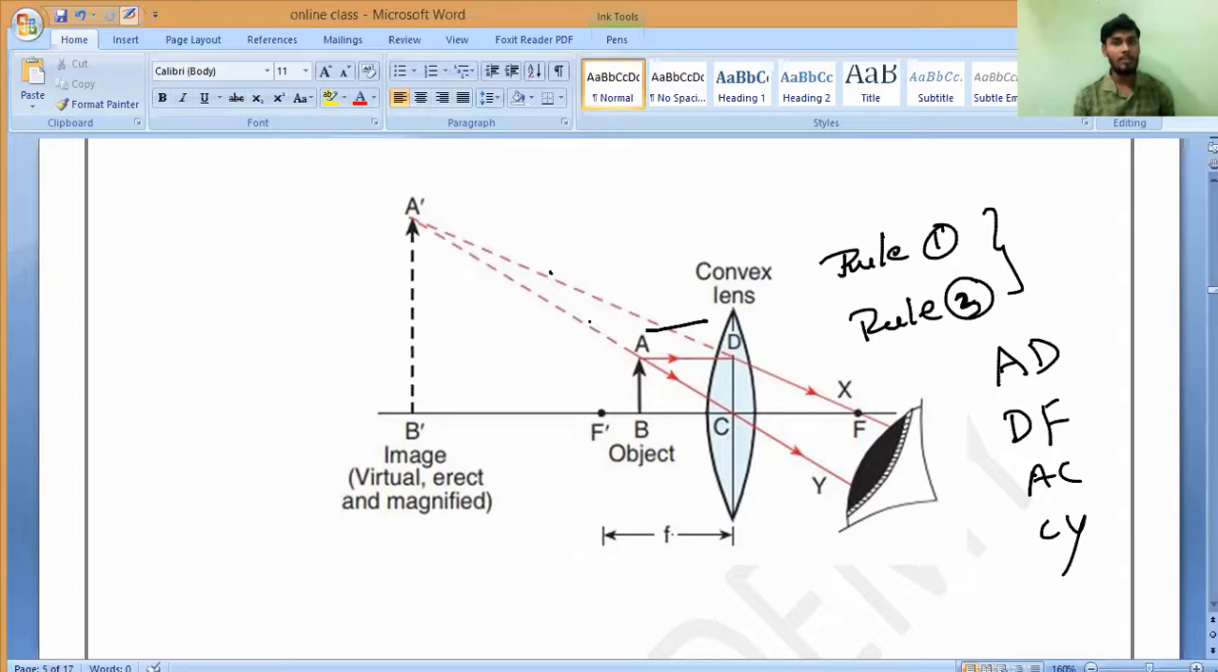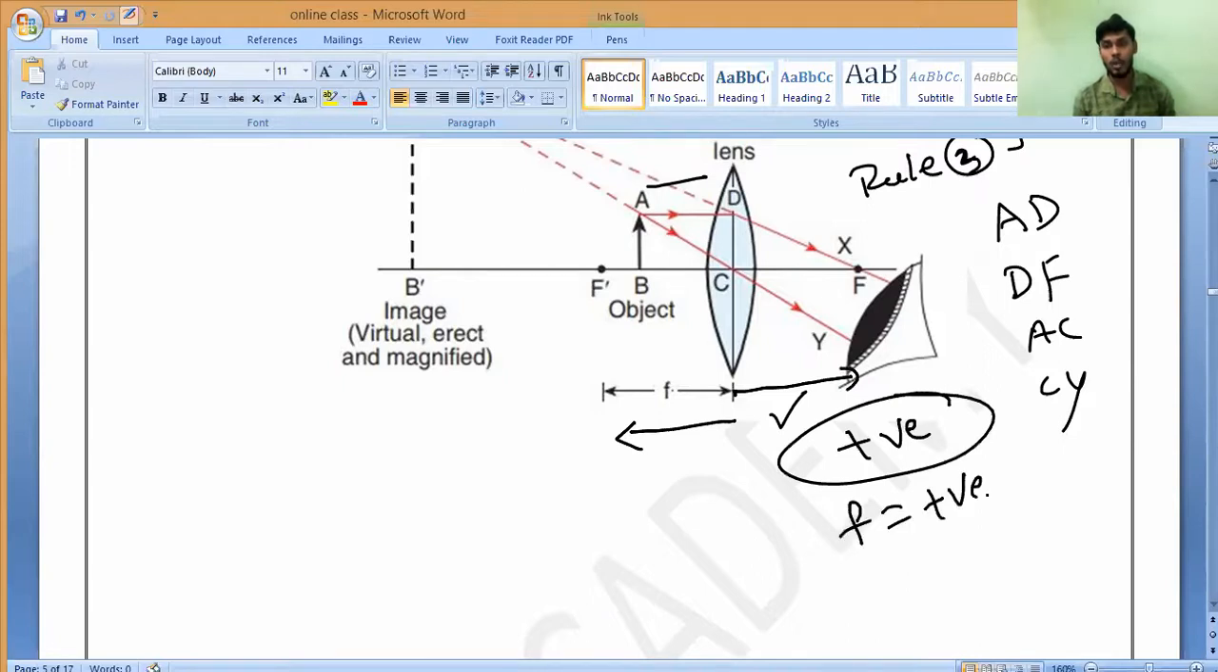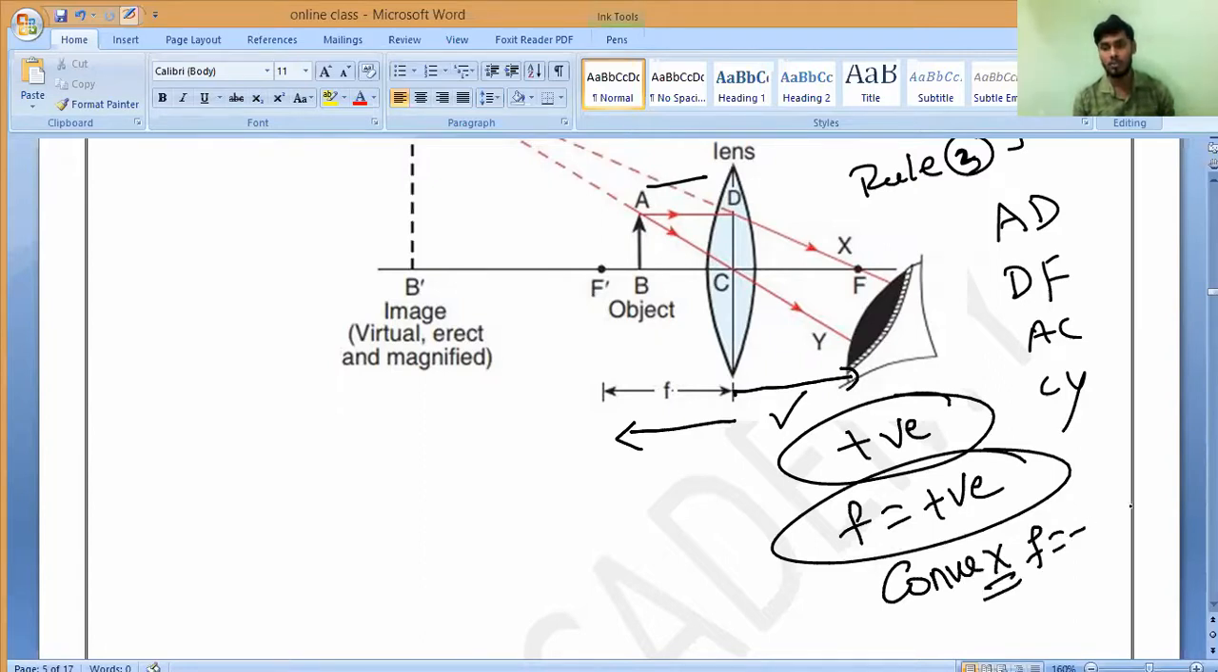If you extend them in the backward direction, use a scale. How many of you are able to draw this image perfectly? Yes or no? Here you may remember the focal length is represented on this side because this is forming a virtual image. But this must be positive or negative? Always it must be positive. F equals positive. Whenever you see the word convex, immediately F is equal to positive. Do you all understand?